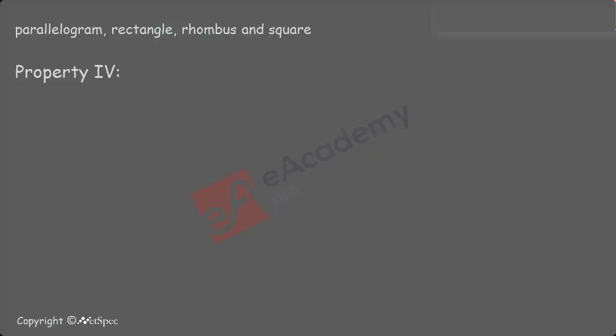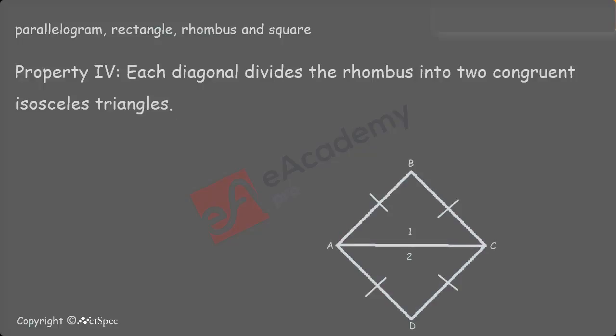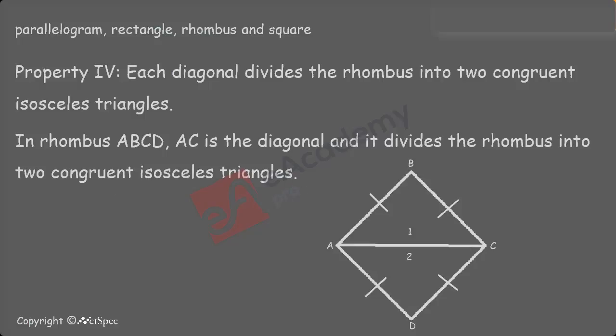The fourth property is, each diagonal divides the rhombus into two congruent isosceles triangles. In the figure, rhombus ABCD, let's draw a diagonal AC and it divides the rhombus into two triangles. On observing the first and the second triangle, the two sides are equal. In any triangle, if the two sides are equal, then it is an isosceles triangle. So, each diagonal of a rhombus divides the rhombus into two congruent isosceles triangles.